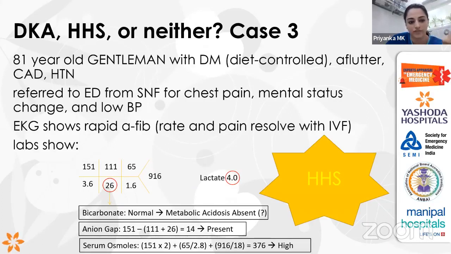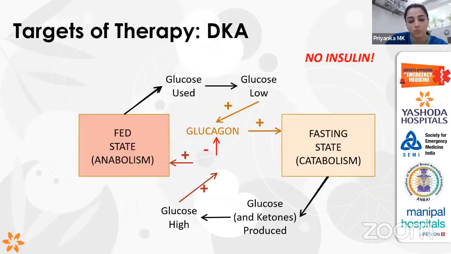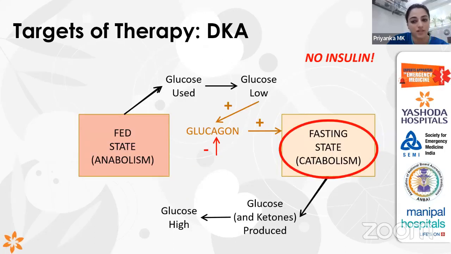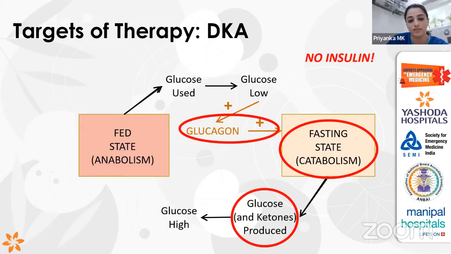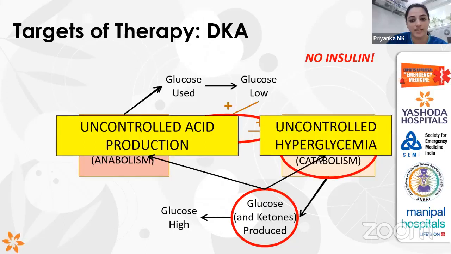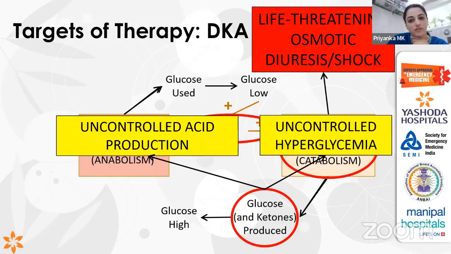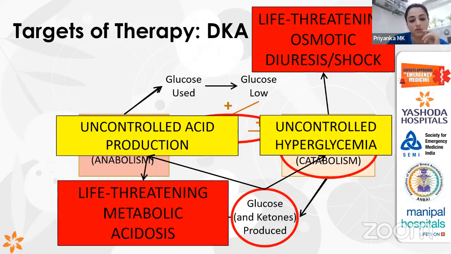What are your targets of therapy in a DKA and HHS? Now, we went through this whole graph of how one goes from a fed state to fasting state and how insulin acts to keep a patient out of DKA only in the fed state, where in DKA there's absolutely no insulin. So what are we worried about? In this fasting state, where there are high glucose and ketones produced, we are looking at uncontrolled acid production and uncontrolled hyperglycemia. In this scenario, we are worried about life-threatening osmotic diuresis or shock and life-threatening metabolic acidosis. And these two as a combination can clearly cause death, and these two are easily reversible.